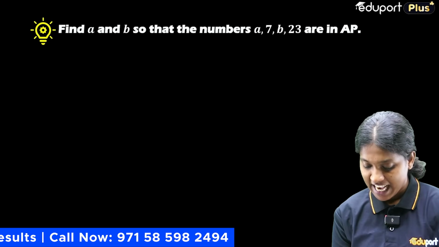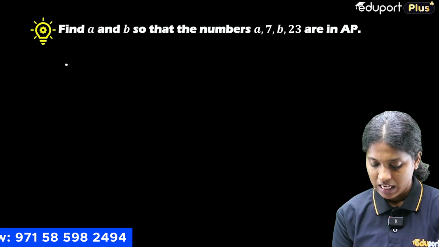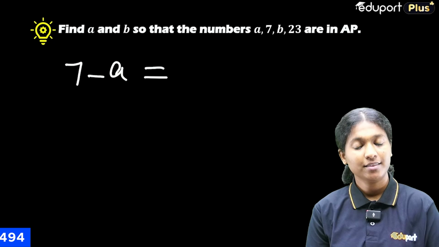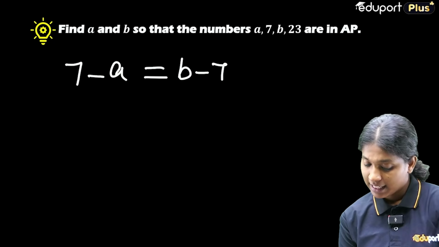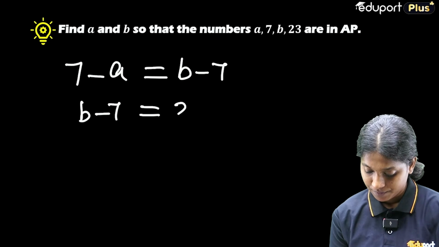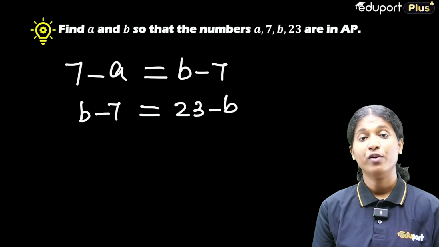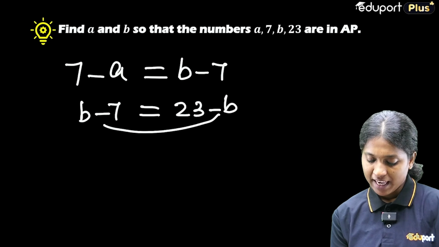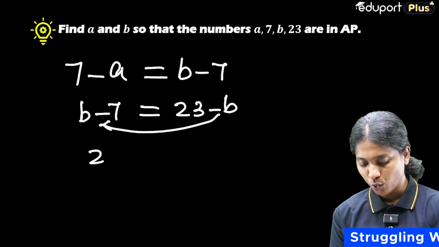So we can write second term minus first term, that is 7 minus a, equal to third term minus second term, that is b minus 7. And also we can write third term minus second term is equal to fourth term minus third term, 23 minus b. Now from the second equation, we can solve b easily. We can transpose this b here, so it will be plus b. So b plus b is 2b.